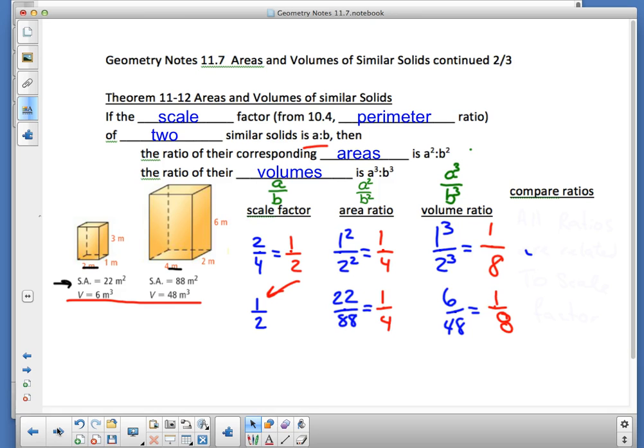So here's the thing that we're getting out of this. When we compare the ratios, we know all ratios are related to the scale factor. It's a nice piece of knowledge to have to find missing pieces of other areas and volumes, so long as we have the scale factor. Now I'll wait for you guys to all get that down.